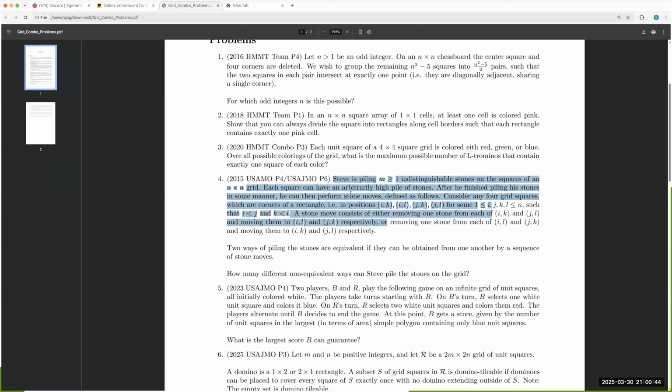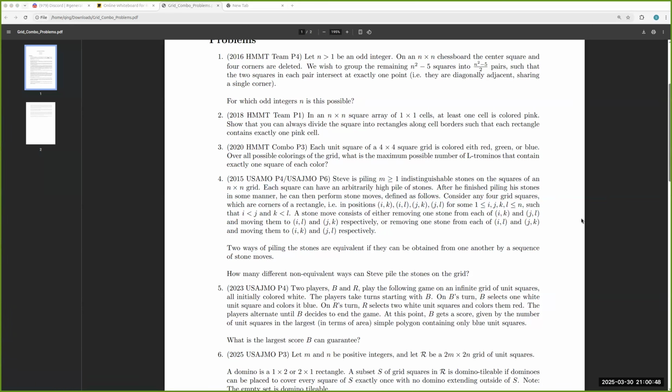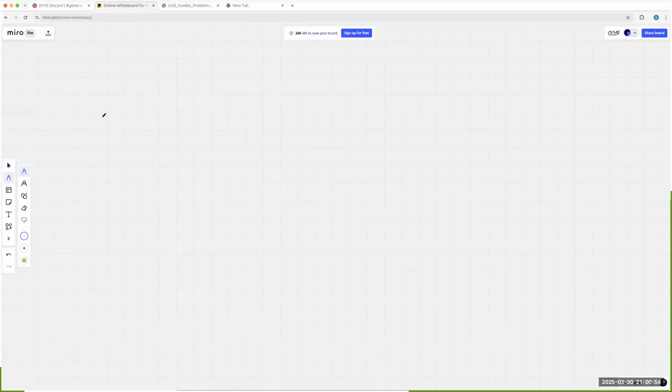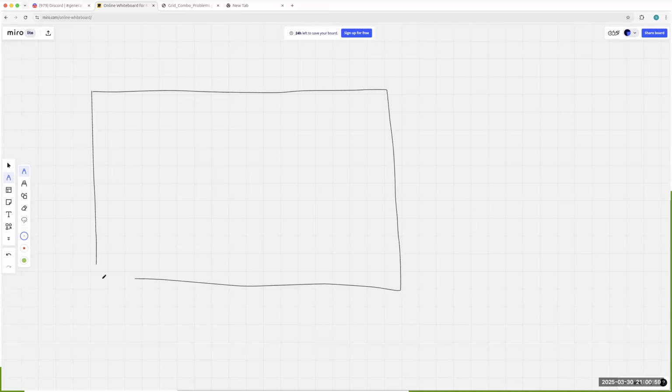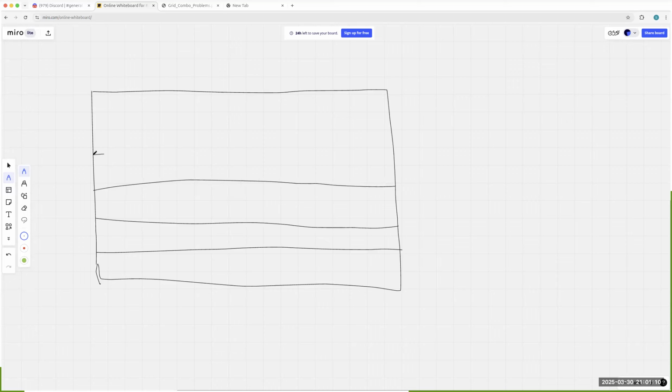So I know this is a huge block of text. While I'm drawing a diagram for this, everyone should read it if you haven't already, so that you can follow along with my solution. Excuse my horrible drawing skills, but hopefully it's going to be understandable.